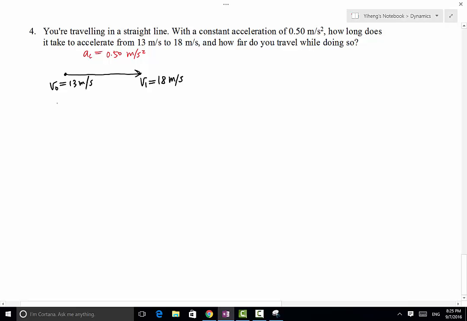So your initial time is simply 0, and T1 is unknown. That's what you need to find out. Your initial position, it really doesn't matter. You can set it to be 0. And S1 is going to be what you need to find out.